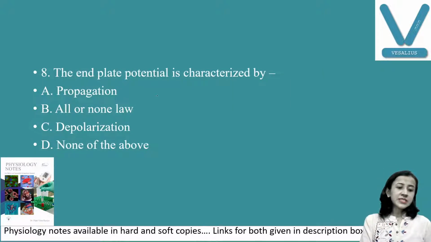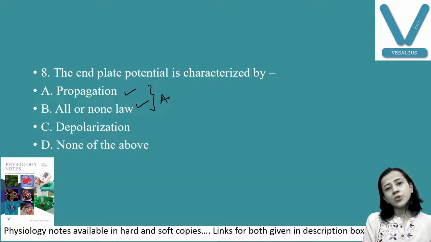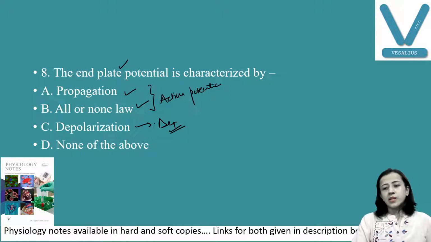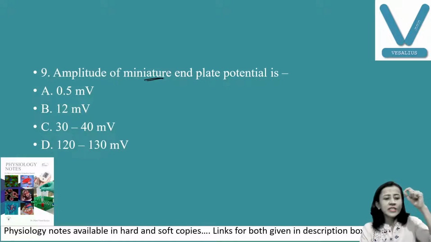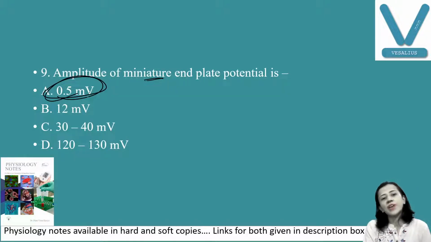End plate potential is characterized by propagation, all or none law, depolarization, and none of the above. Propagation and all or none law, these two are the properties of action potential. Okay, so this answer is depolarization is the property of end plate potential, graded potential. Fine. Now, amplitude of miniature end plate potential. As I told you, small quantity of acetylcholine is released. So how much resting membrane potential changes? Only, we have already discussed, 0.5 millivolt.